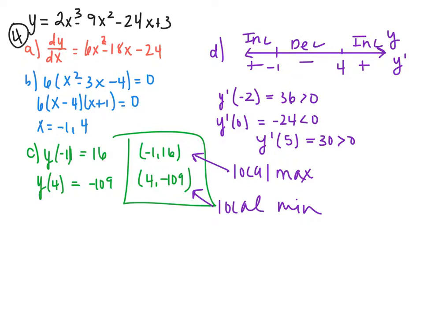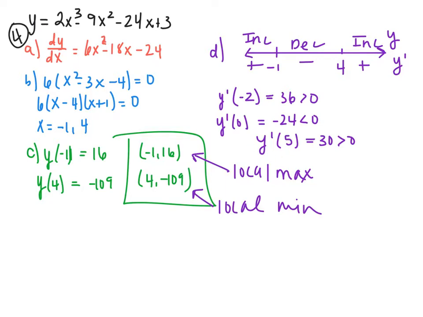Part D wants us to determine whether those stationary points are local mins or local maxes. So same thing as number 3, I'm going to put our x coordinates that make the derivative 0 onto our number line, and test points in each of these sections. So if you plug in something less than negative 1, you end up with a derivative to be 36, which means it's positive, which means the original function is increasing. If you plug in something between negative 1 and 4, like 0, into the derivative, you get the slope is negative, which means your original function is decreasing.